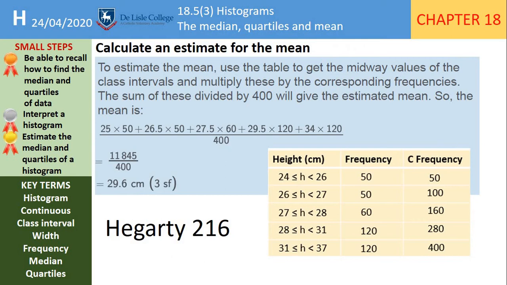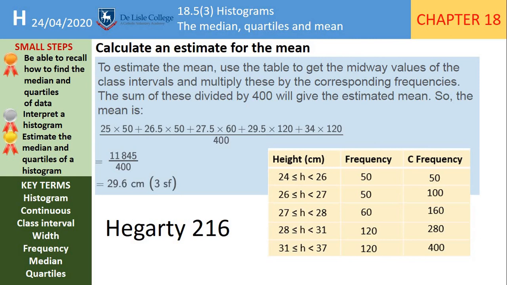Last one I want to look at then is calculating an estimate for the mean. So please make sure that you've had a look at Hegarty Clip 216. Again, this doesn't relate to histograms, but it does go over the very important topic of being able to calculate an estimate of the mean from a frequency table, which comes up every year in GCSE.